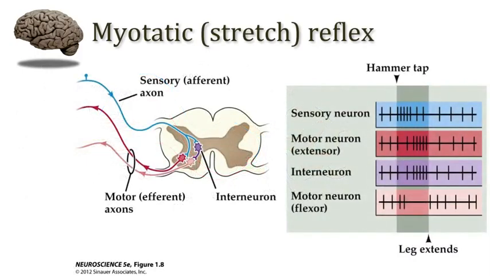What we see is that when there is a tap of the hammer on the patella tendon, we see in our sensory neuron an elicitation of a barrage of action potentials. So that set of action potentials then leads to the activation of our motor neuron that is innervating our extensor muscle. So this is monosynaptic excitation of that motor unit. Now there's also monosynaptic excitation of this inhibitory interneuron.